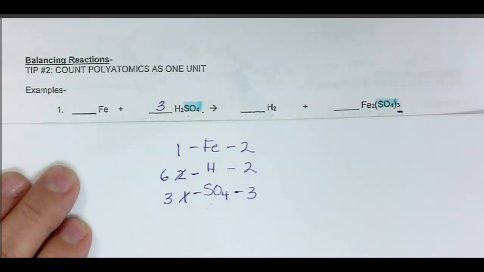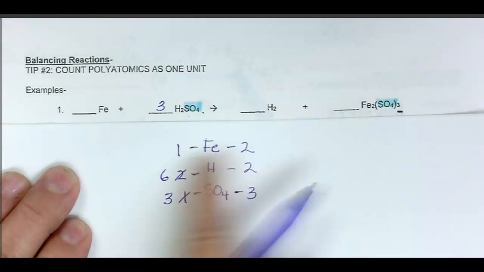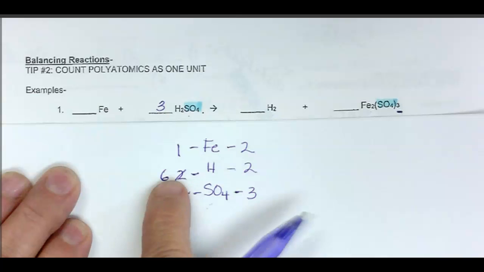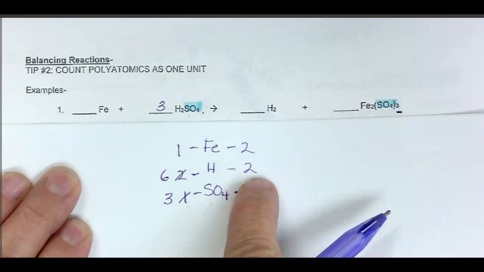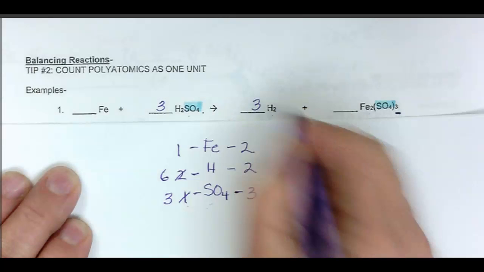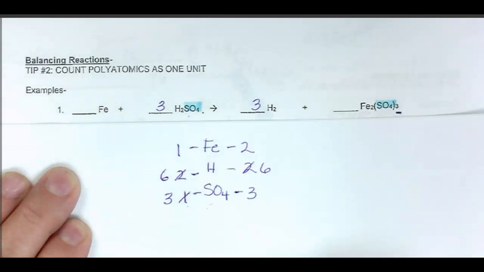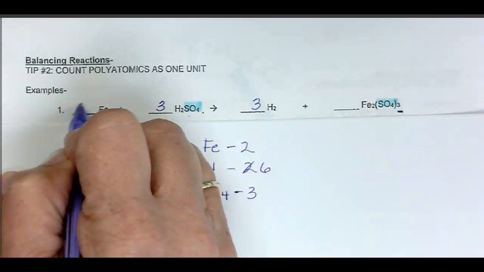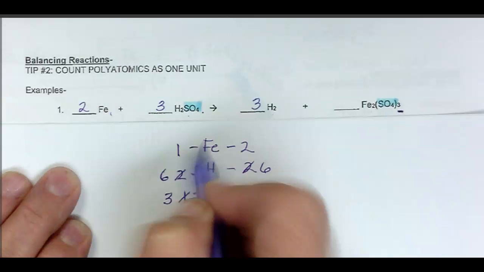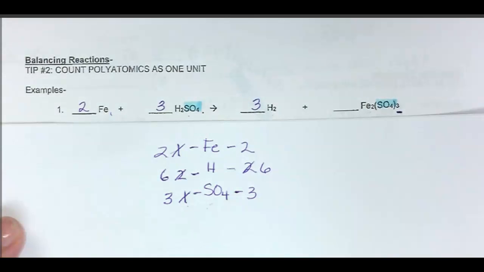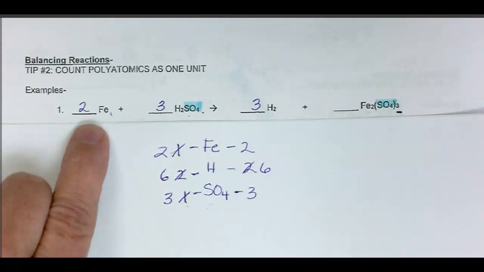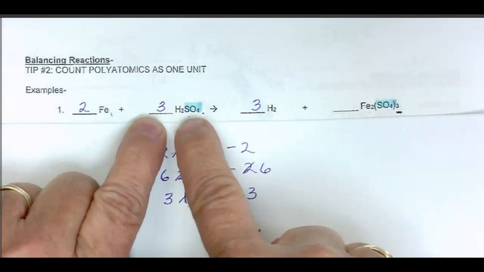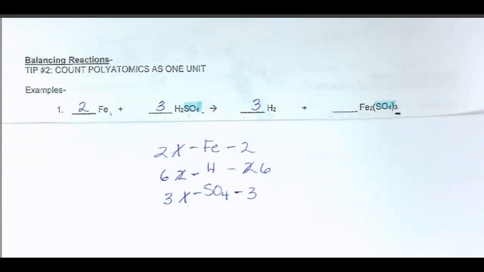So let's see. I can continue to work with my hydrogens. So I have 6 hydrogens on this side. I only have 2 on this side. Again, it is a multiplication. So 3 times 2 gives me 6. And then I can fix my irons. I have 2 on this side, and I can easily put a 2 here because, again, that's like a 1, so that would be 2. And I am balanced. Guys, I strongly suggest you always go back through and just do a double check. 2 iron and 2, 6 hydrogen and 6 hydrogens, 3 sulfates and 3 sulfates. So always go back through and do a double check.